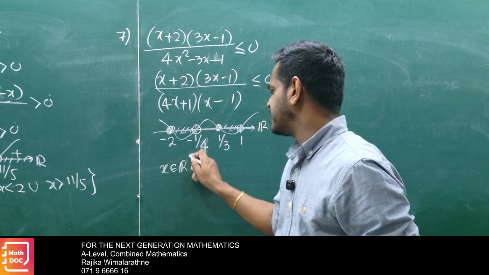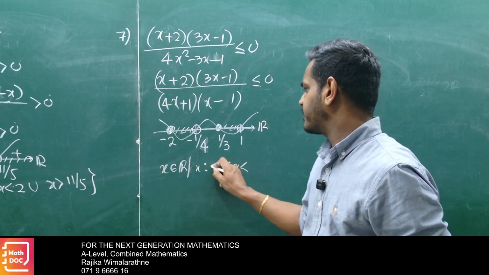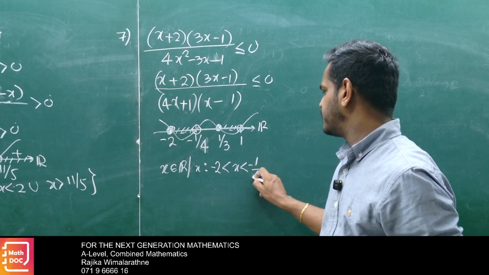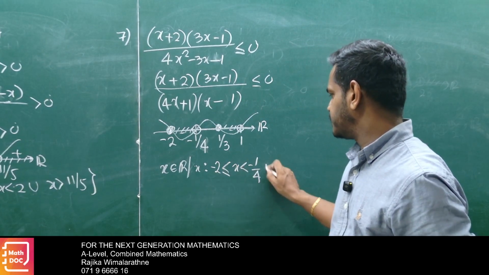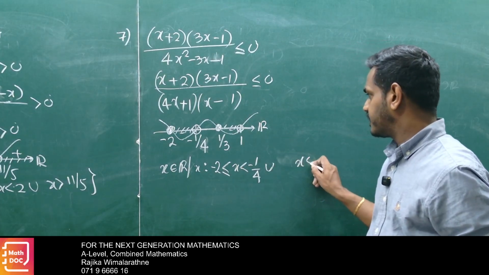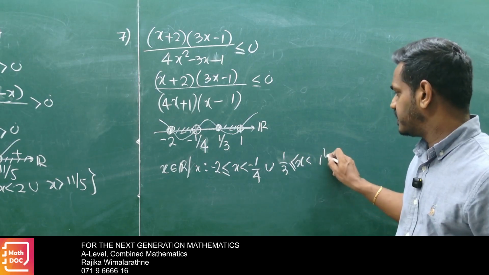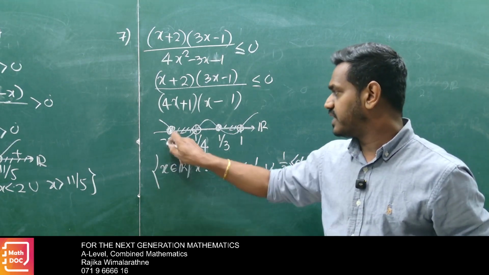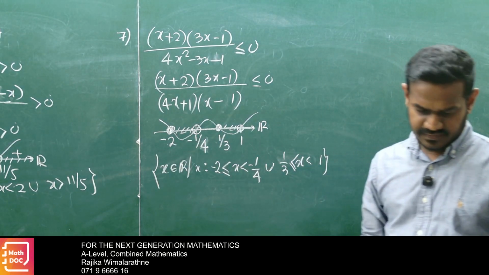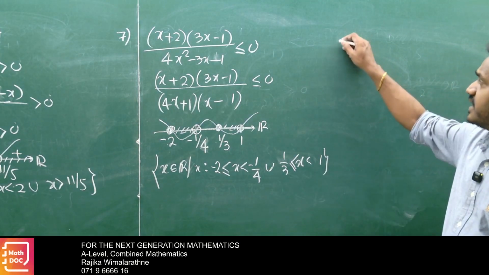x is an element of the real set such that x is in (-2, -1/4) union x in between 1/3 to 1. That is, for -2 and 1/3. Then question number 10.